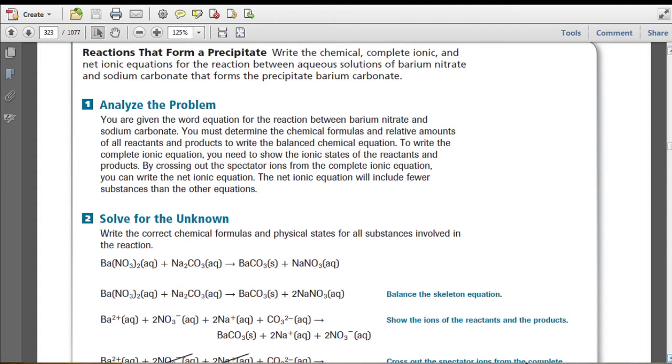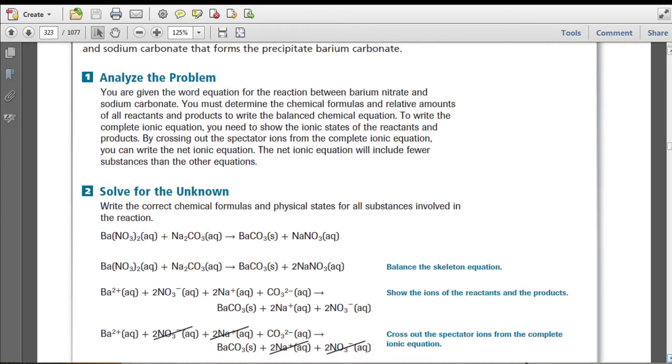All right, we must determine the chemical formulas and relative amounts of all reactants and products to write the balanced chemical equation. To write the complete ionic equation, you need to show the ionic states of the reactants and products. By crossing out the spectator ions from the complete ionic equation, you can write the net ionic equation. The net ionic equation will include fewer substances than other equations.